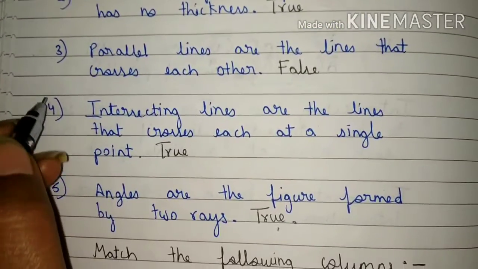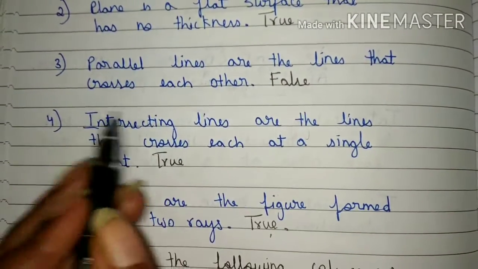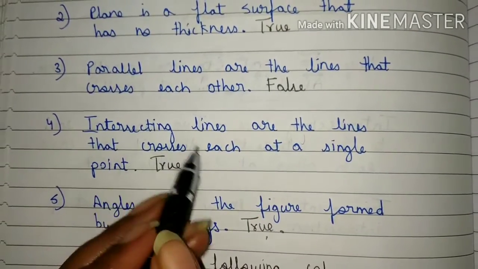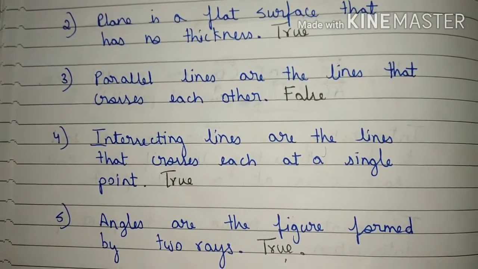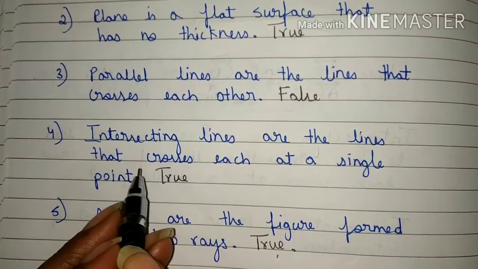Students, now come to fourth. Intersecting lines are the lines that cross each other at a single point. Students, this statement is true because intersecting lines are the lines that meet each other at a single point. So, this statement is true.